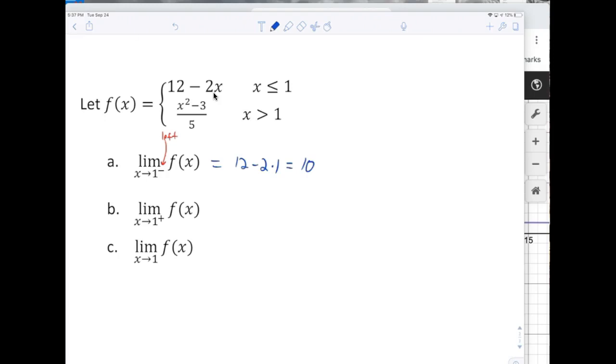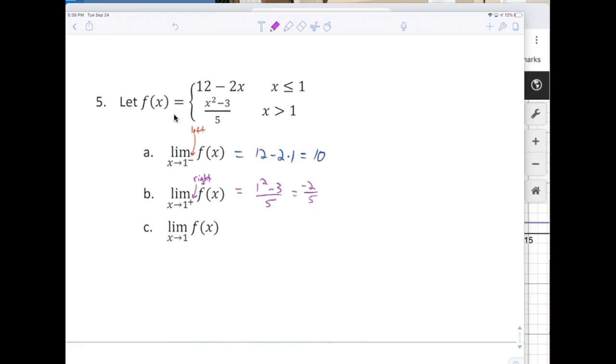And the limit from the right, remember that plus sign means from the right. Well, if I'm coming from the right of 1, it means I'm bigger than 1, which is putting me in this spot in the domain. So I'm going to plug 1 into this equation. 1 squared minus 3 over 5, which is negative 2 over 5.